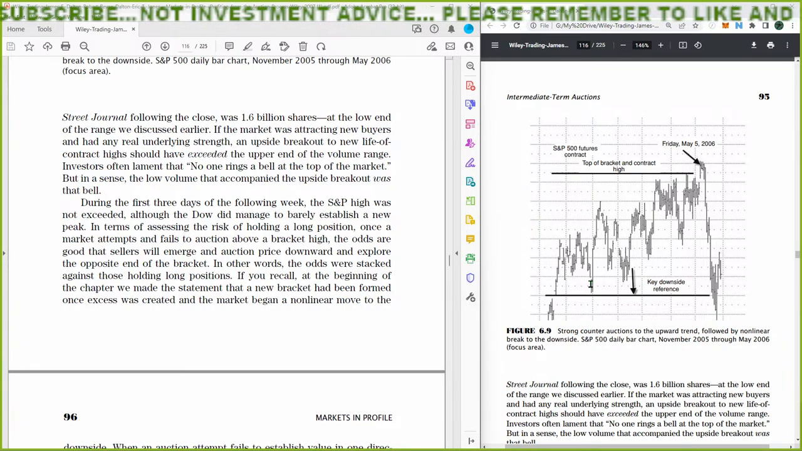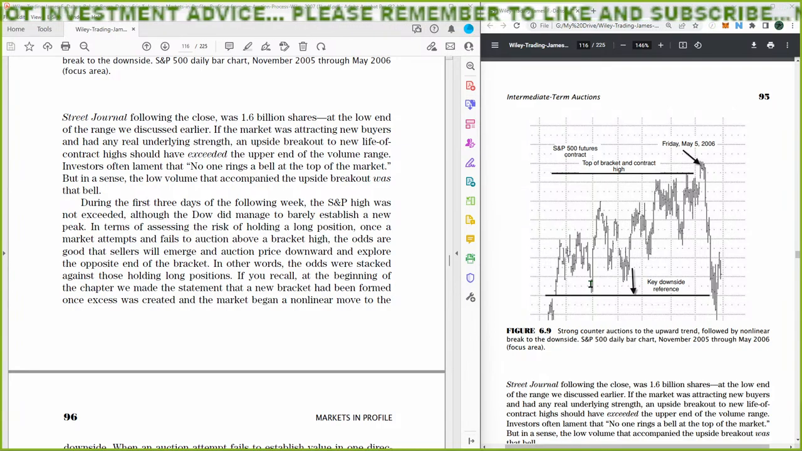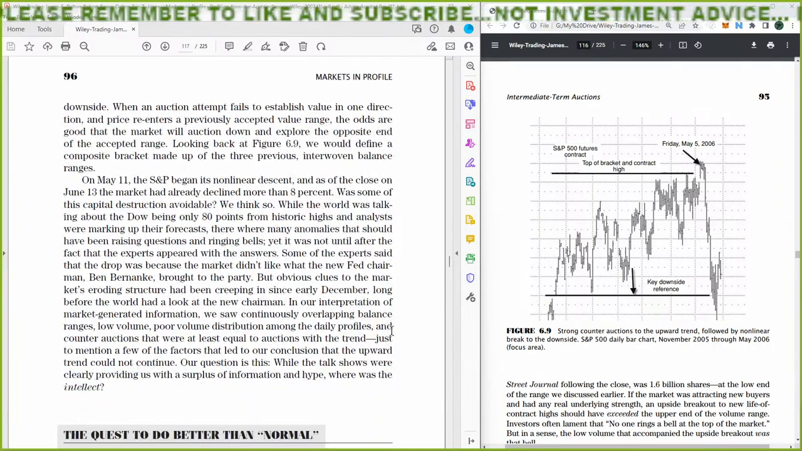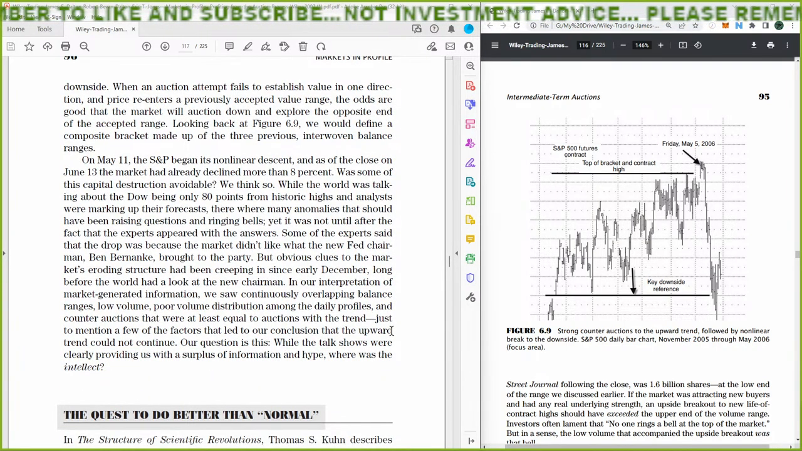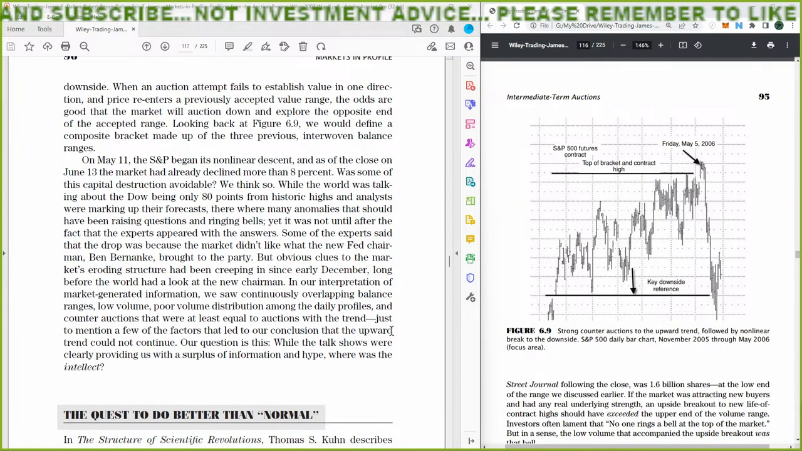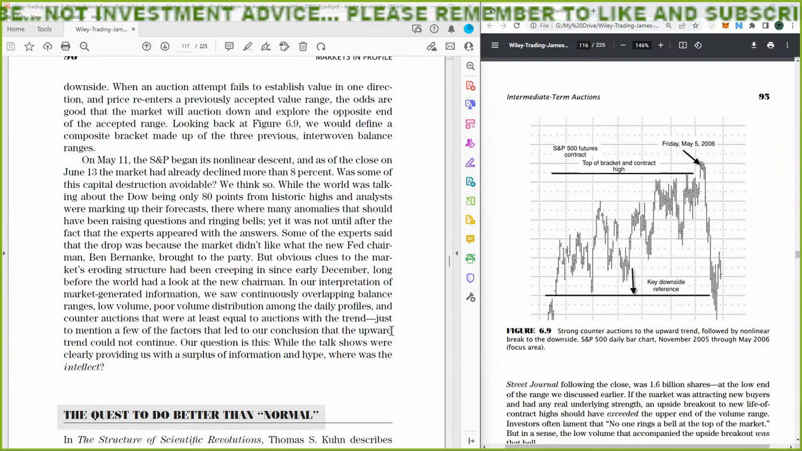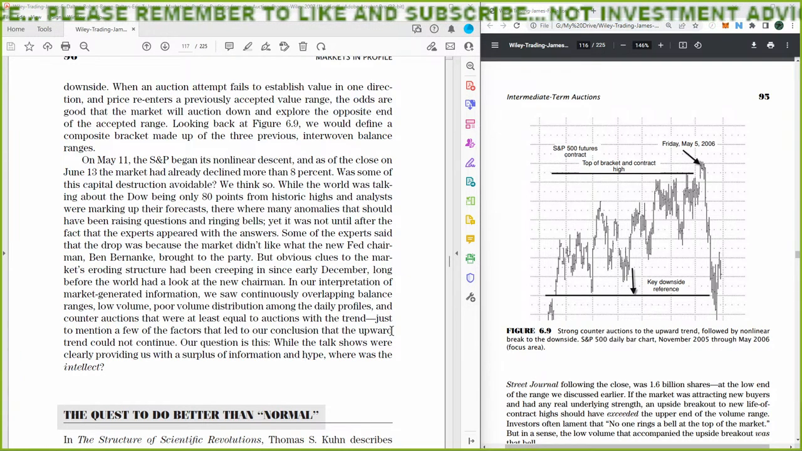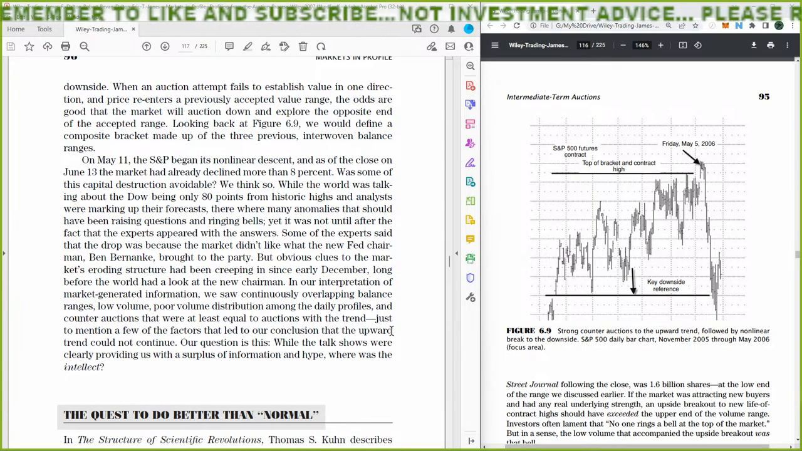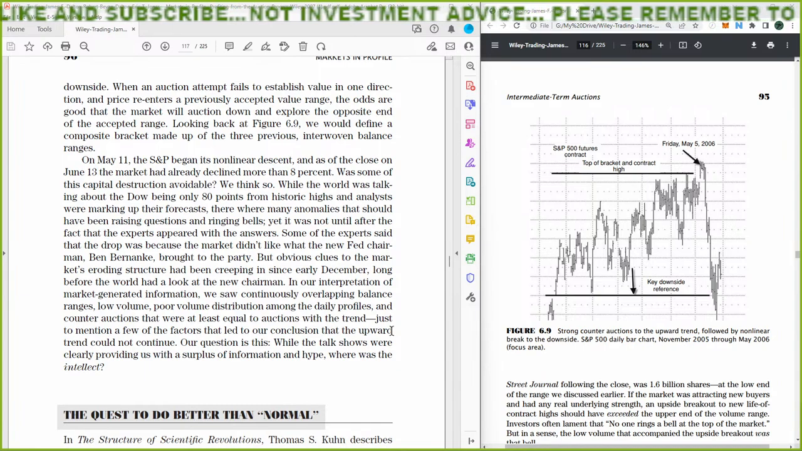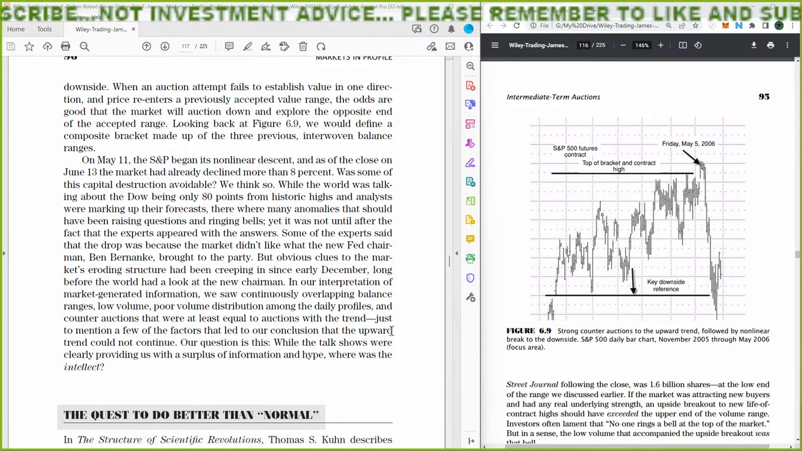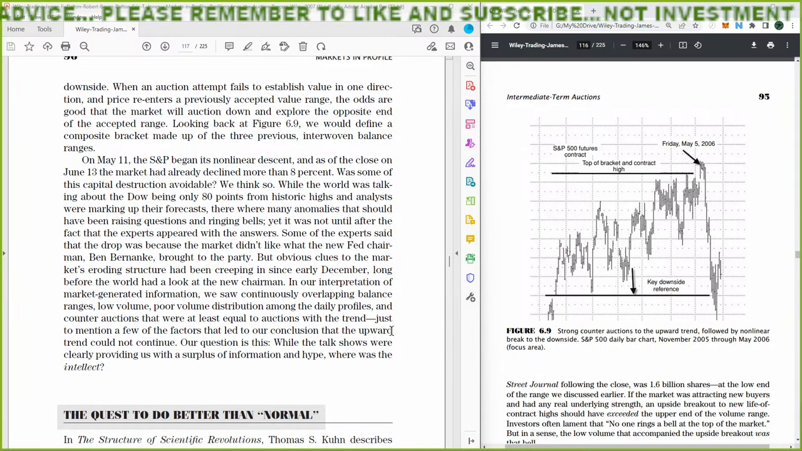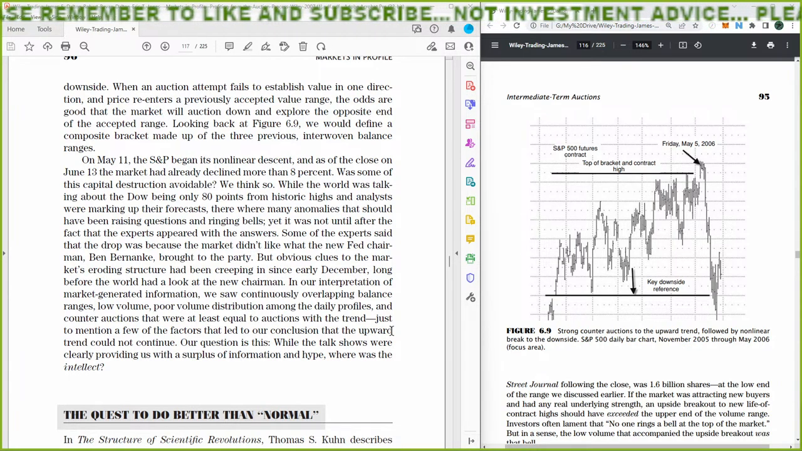If you recall, at the beginning of the chapter, we made the statement that a new bracket had been formed once excess had been created and the market began a nonlinear move to the downside. When an auction attempts and fails to establish value in one direction and price re-enters a previously accepted value range, the odds are good that the price will auction down and explore the opposite end of the accepted range. That's the VIB theory that we're implementing. Looking back at Figure 6.9, we would define a composite bracket made up of three previous interwoven balance ranges. On May 11th, the S&P began its nonlinear descent. As of the close on June 13th, the market had already declined more than 8%.